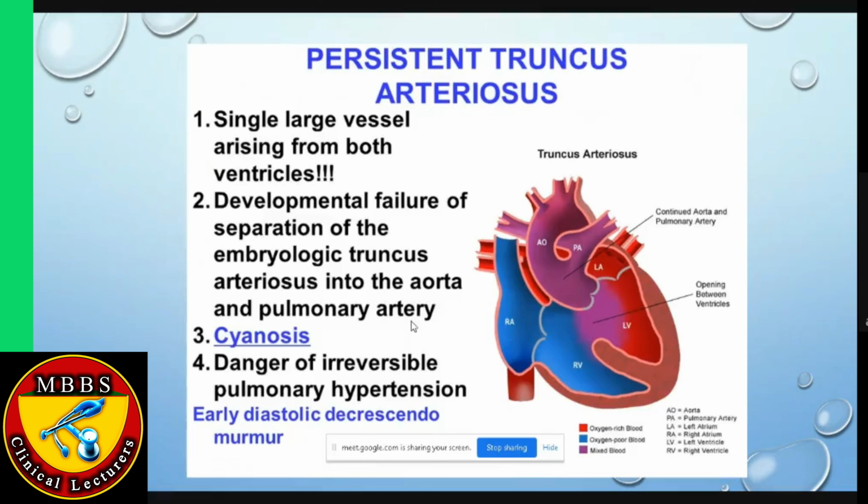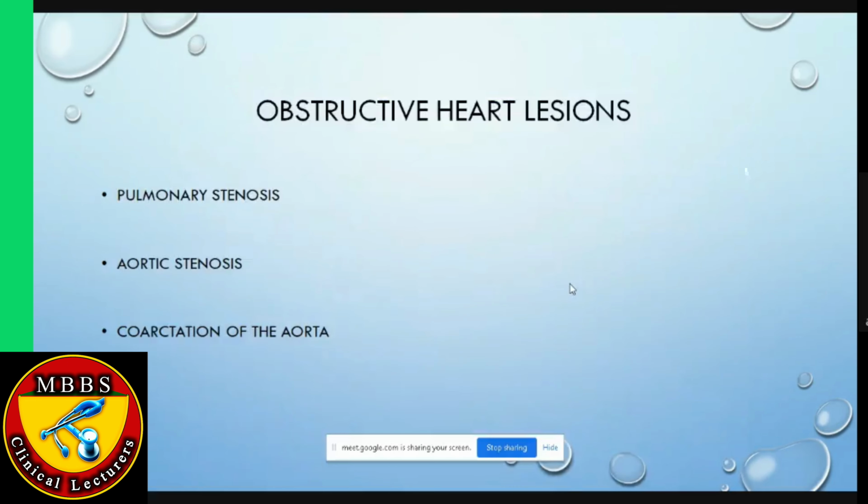Now, definitely in the truncus arteriosus, since there is no septum between the aorta and the pulmonary vessel, it will give rise to a single large vessel arising from both ventricles. This is a developmental failure in which the aorta and the pulmonary artery fail to separate from each other, leading to cyanosis, and definitely there is a danger of irreversible pulmonary hypertension. Clinically, we detect the murmur in the disease of persistent truncus arteriosus.